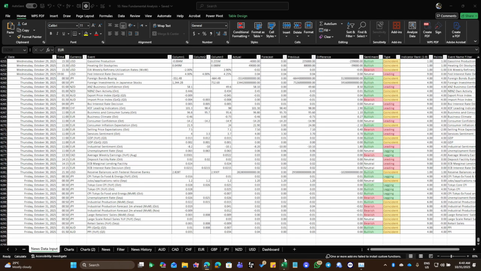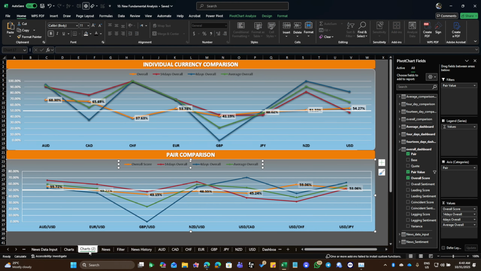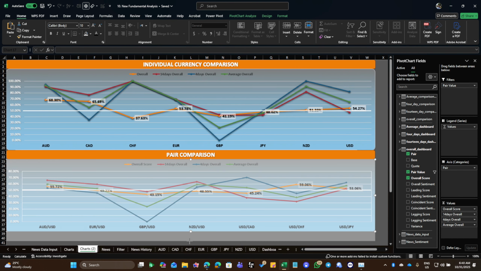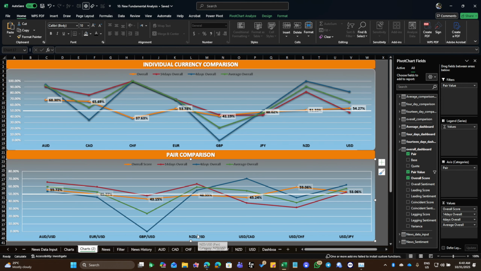If I pull up my fundamental analysis chart box and go to the current comparison, I'll just zoom in so you see that. You can see the New Zealand dollar, yes, overall it is bearish. Overall is this brown line, it is 48.55%. However, if you look at the 14 days average, the 4 days, and the average of both of them, that's the news release of recent, they are quite bullish in this market. So me taking a bearish stance here is kind of scary, I won't lie.